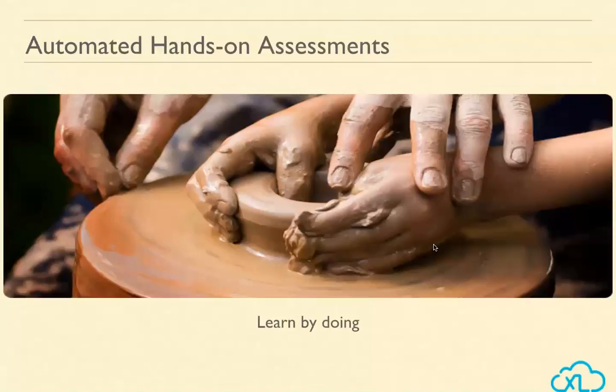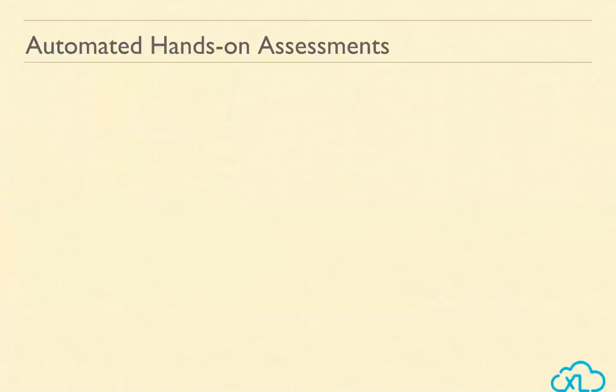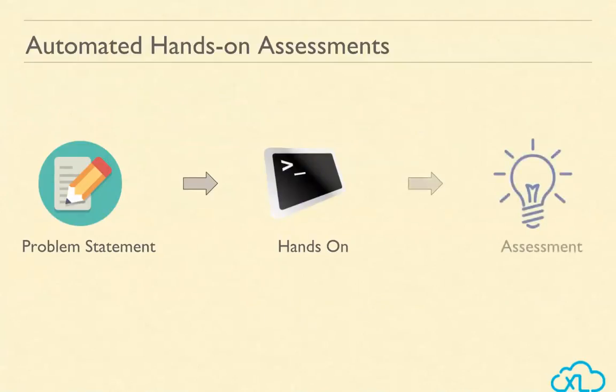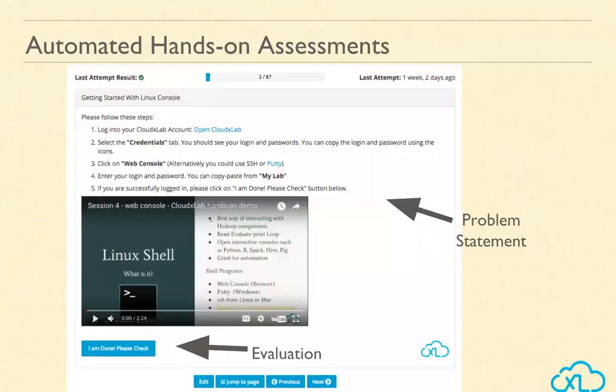So the core idea behind hands-on assessment is you learn by doing, and that's probably the only way to learn. Okay, so you will get a problem statement. You will have to do the assessment in the lab, and then it will check whether you have done it or not. Say for example, here what you see is a very simple assignment where you just have to log in to the lab, and then you will click on I'm done, please check. Then it'll do the evaluation.